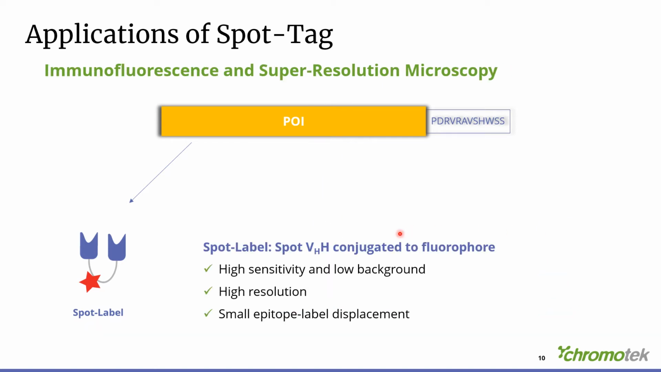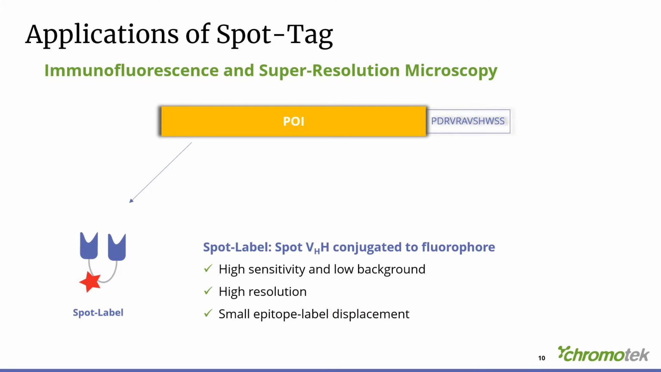Starting with immunofluorescence and super resolution microscopy. We are looking at the protein of interest tagged with the Spot-Tag, and we are using a bivalent format of a Spot-Nanobody that is conjugated to a fluorophore, as we call it, a Spot-Label. The Spot-Label has high sensitivity and very low background. It provides high resolution because the size of the nanobody is rather small. You have a very small epitope label displacement, which is particularly important for super resolution microscopy.